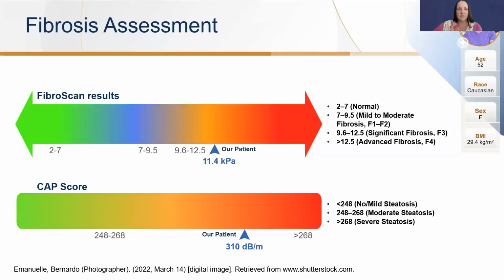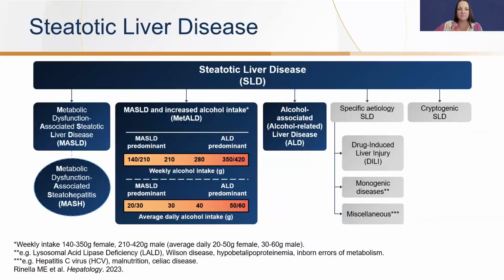So in the GI clinic, we ordered a FibroScan for Ashley. As far as her FibroScan results, she was found to have significant fibrosis, suggesting F3 fibrosis, with her KPA score at 11.4, and then her CAP score was 310, which is consistent with severe steatosis.